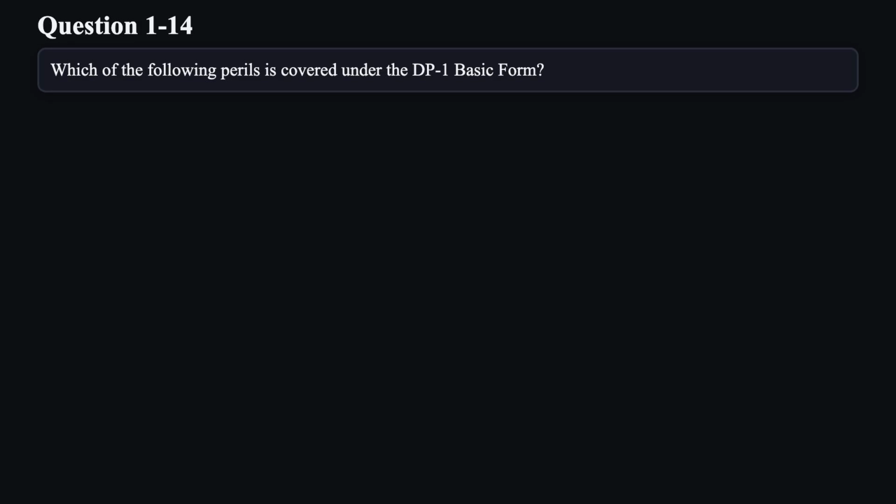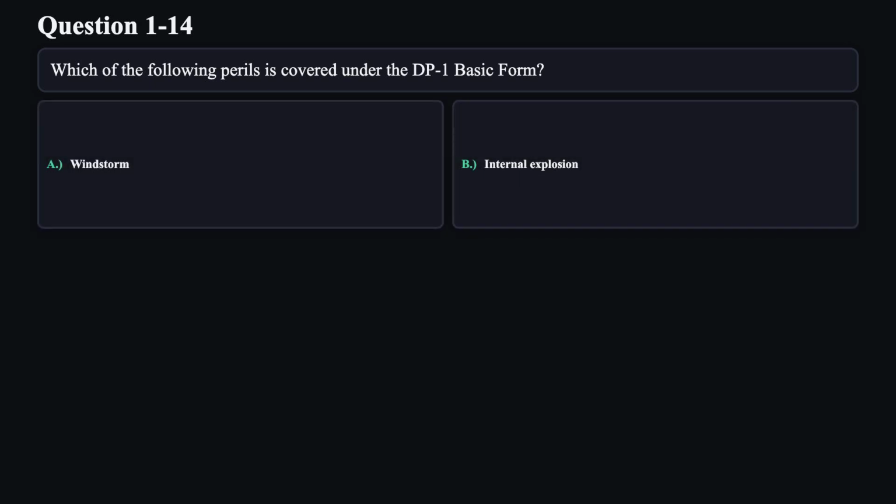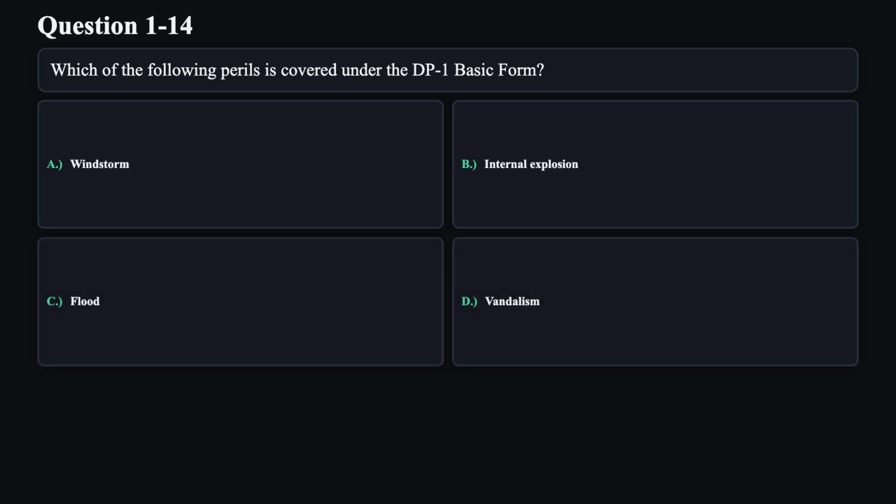Question 14. Which of the following perils is covered under the DP1 basic form? A. Windstorm. B. Internal explosion. C. Flood. D. Vandalism.